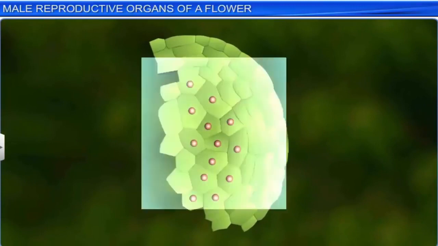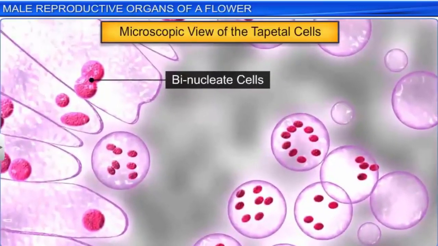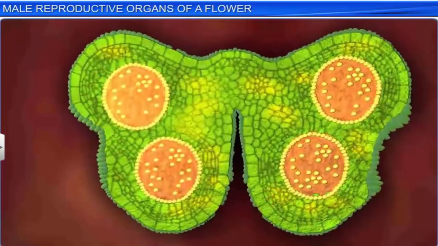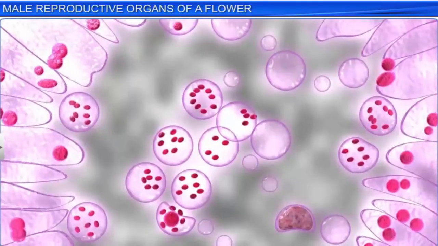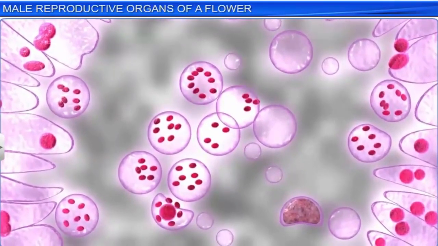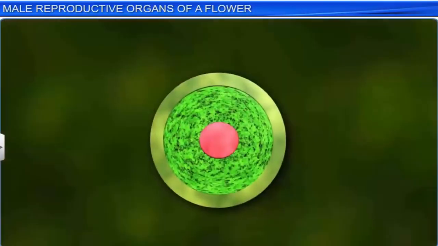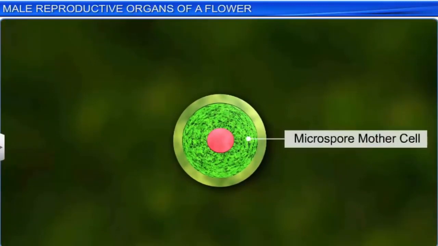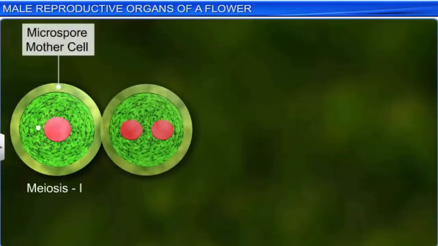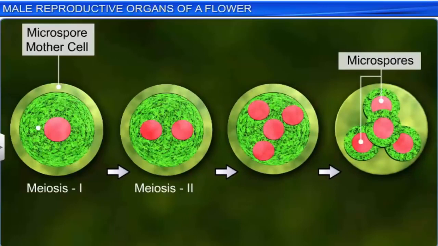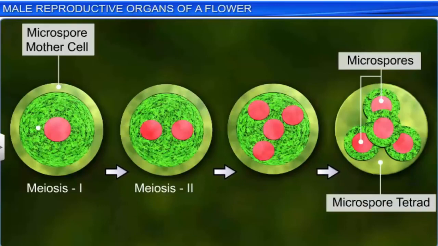While the tapetum, whose binucleate cells possess dense cytoplasm, nourishes the developing pollen grains, the sporogenous tissue, on the other hand, consists of a group of compactly arranged homogeneous diploid cells called microspore mother cells or pollen mother cells. These microspore mother cells divide meiotically to form haploid microspores, which arrange themselves in a tetrad. The process of formation of microspores meiotically from a microspore mother cell is called microsporogenesis.